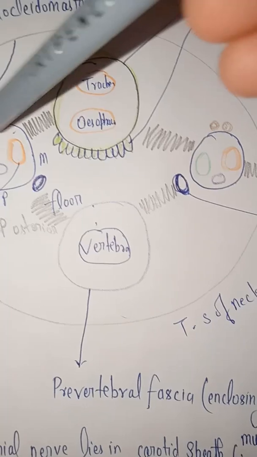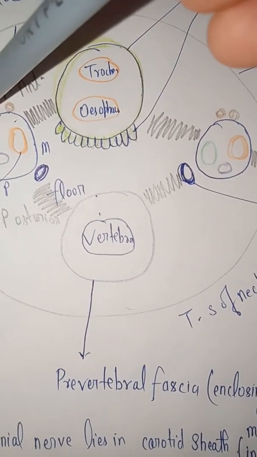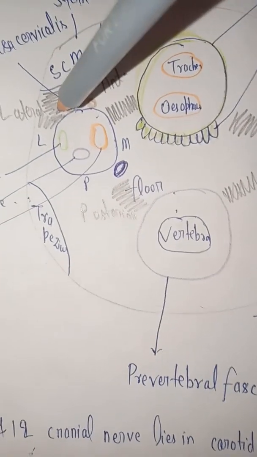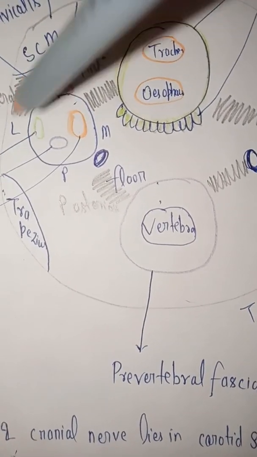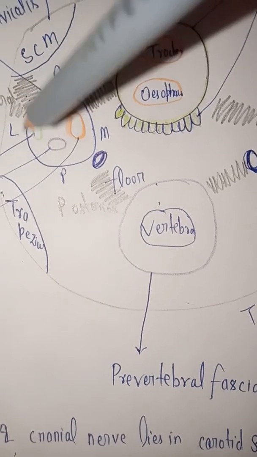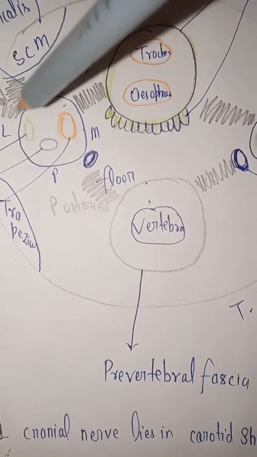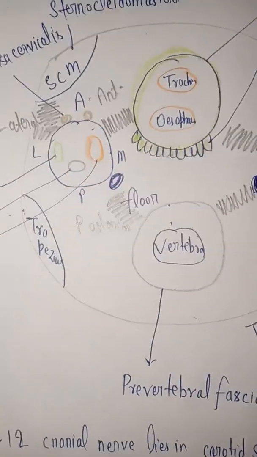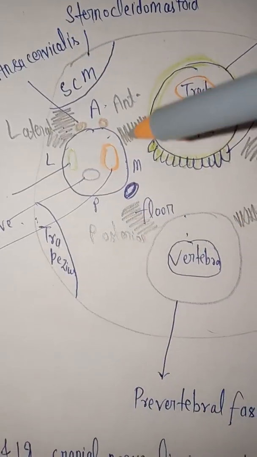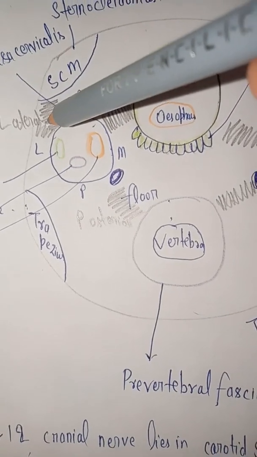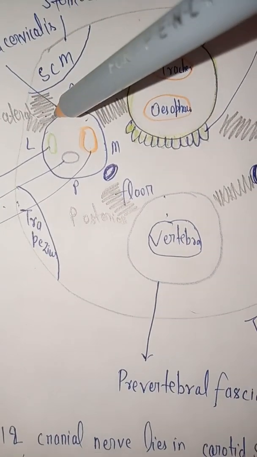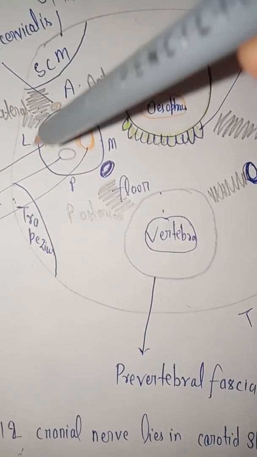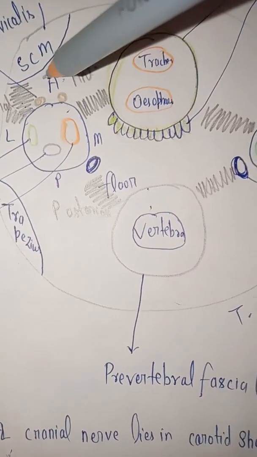These are surrounded by, first one, from the lateral side, the investing layer of the deep fascia. Investing layer of deep fascia is present on the lateral side and surrounds the carotid sheath laterally. I am showing you the transverse section of the neck. Here is the lateral side of the carotid sheath, and the lateral side of the carotid sheath is lined and covered by the investing layer of the deep fascia.